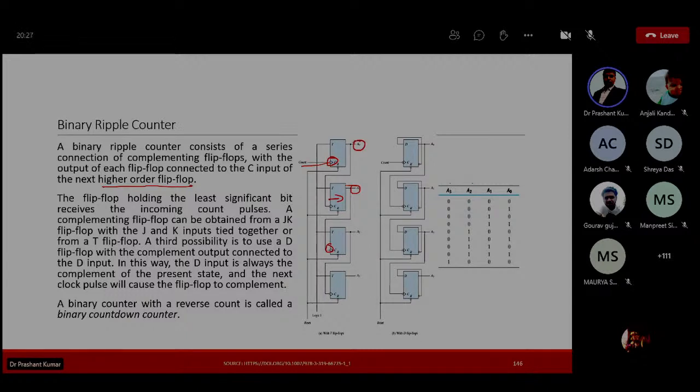Here you can see the binary count sequence. This is your binary count. Where will it go? It will start from 0, and where will it go? Up to 9, and then 0 to 9, and then this. Fine.